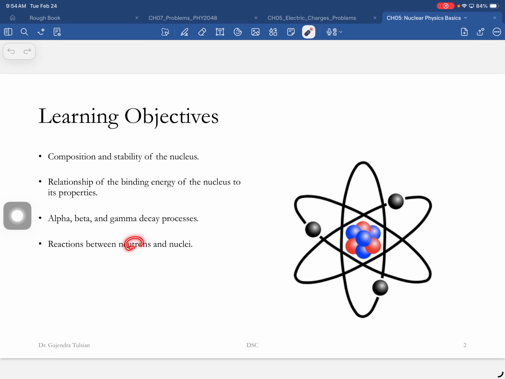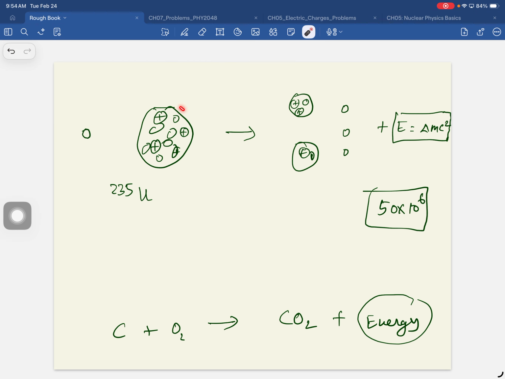And then we'll talk about reactions between neutrons and nuclei. What happens if you hit a neutron to this guy? What kind of reactions can happen? That's what is used in a nuclear reactor. This neutron, when it gets absorbed by this nucleus, U-235, this becomes unstable and it can split up. Sometimes it can just spit the neutron back. That's another reaction. But the reaction that we want is the one where it splits up, where it's fissioning.